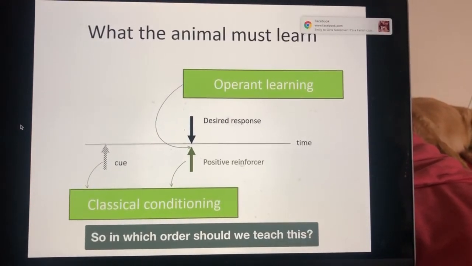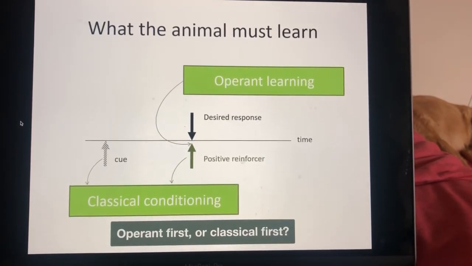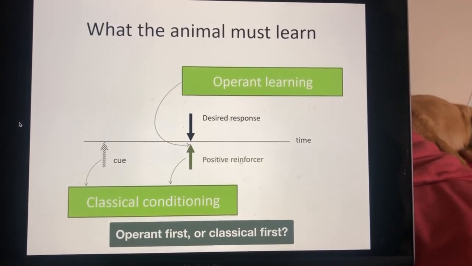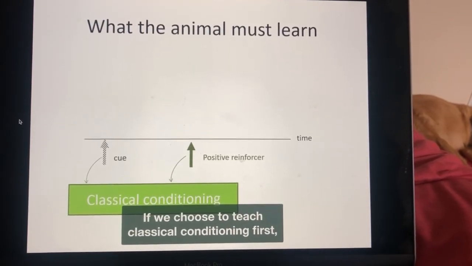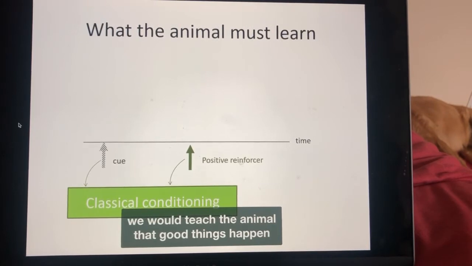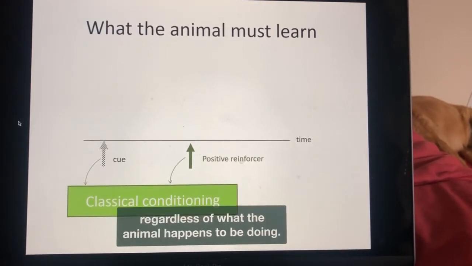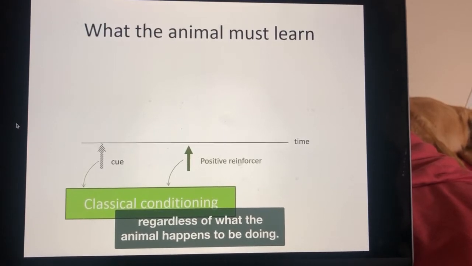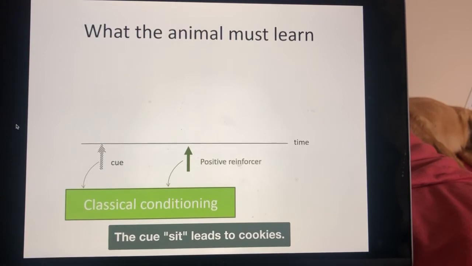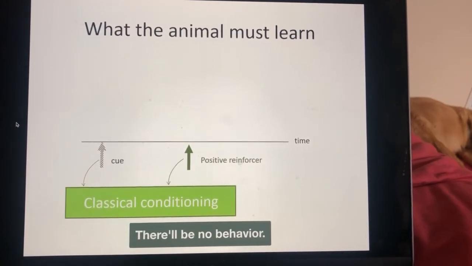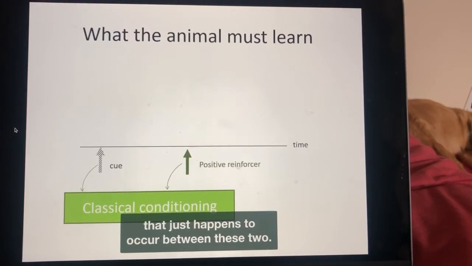So in which order should we teach this? Operant first or classical first? If we choose to teach classical conditioning first, we would teach the animal that good things happen in the presence of the cue, regardless of what the animal happens to be doing. The cue sit leads to cookies. There'll be no behavior, or behavior could be anything that just happens to occur between these two.